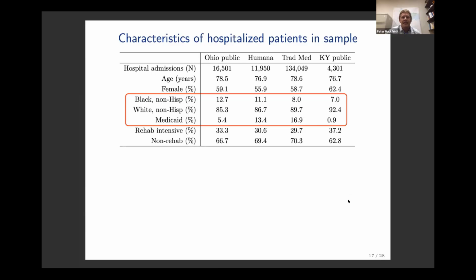The key difference, I think, is that there are some differences in race and ethnicity. And I think the biggest difference is that the Ohio public retirees and the Kentucky public retirees are much less likely to be enrolled in Medicaid, which kind of makes sense because you're getting a higher part of the income distribution with public retirees. But we do control for Medicaid status.